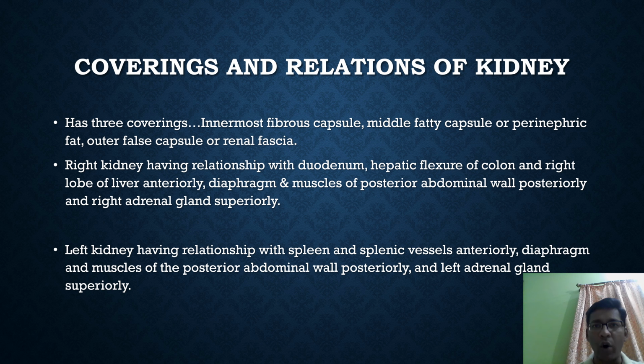Now coming to the coverings and relations of the kidney. Coverings means which covers are there over the kidney. There are 3 coverings. Innermost is the fibrous capsule, middle layer is called the fatty capsule or perinephric fat, and outer is the false capsule or renal fascia. These are the 3 coverings of the kidney.